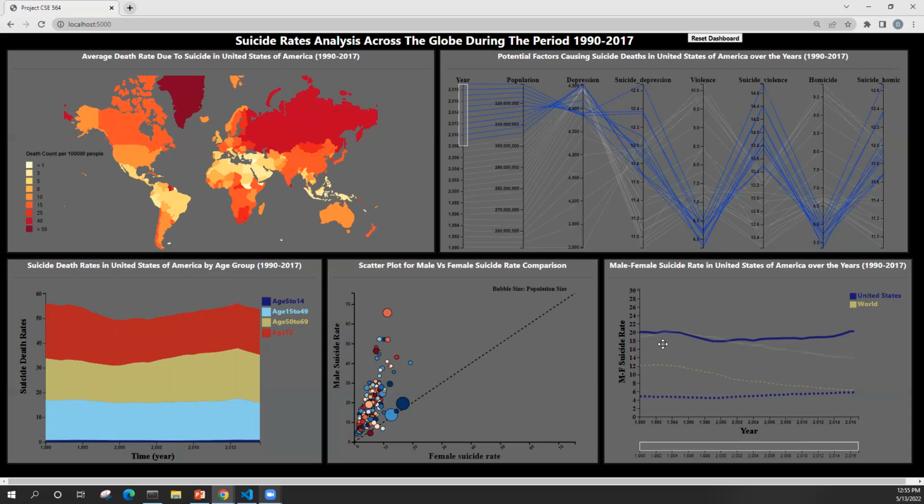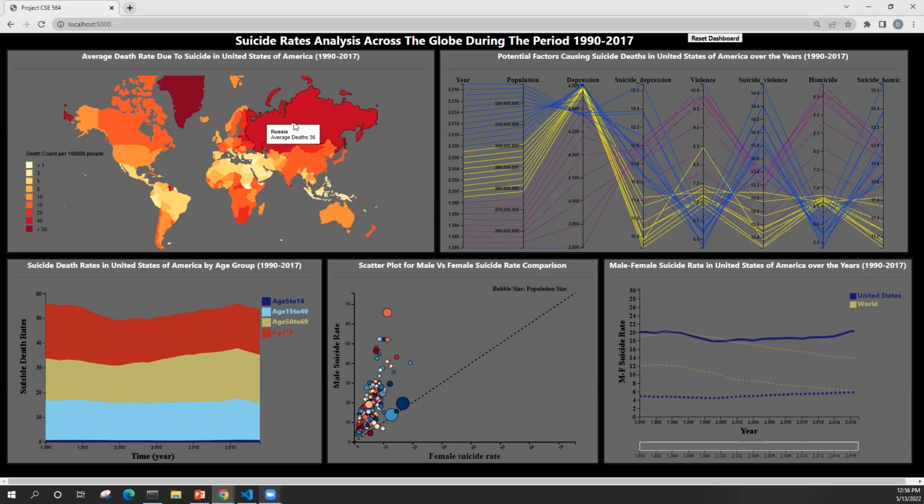Also, we can see a clear disparity between the male and female suicide rates. Males are more prone to suicide in the United States than females. Also, as compared to the world, the United States has observed an increasing trend in the suicide rates for males as well as females. This is a very alarming statistic for the United States, and they need to do something to curb this effect.